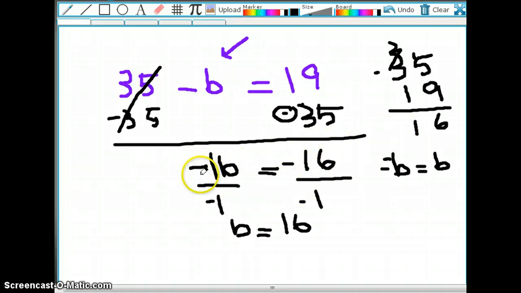So you have negative b, or negative 1b, equals negative 16. In order to complete our problem, you must have a positive unknown. So we know that negative divided by negative gives you a positive. So we must divide both sides of the equation by negative 1, thereby changing the answer from a negative 16 to a positive 16, because two negatives create a positive answer.